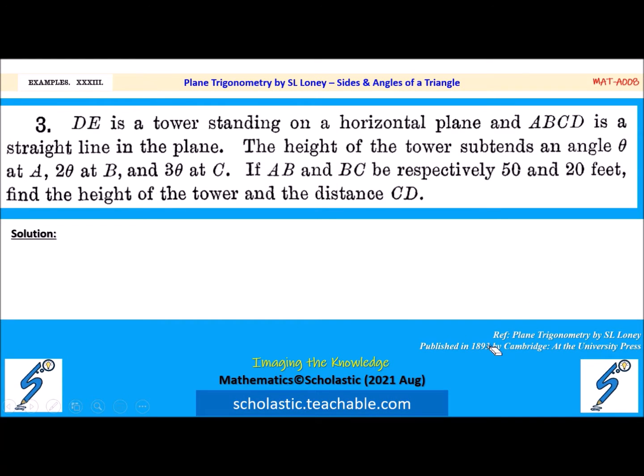Let's look at this question. It is coming from a book published in 1893 by the Cambridge University Press, written by S. L. Loney, coming from chapter 33.